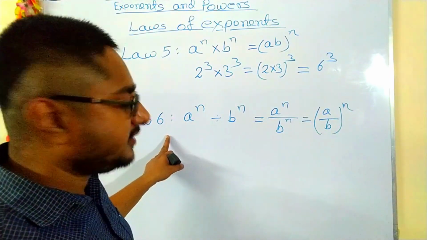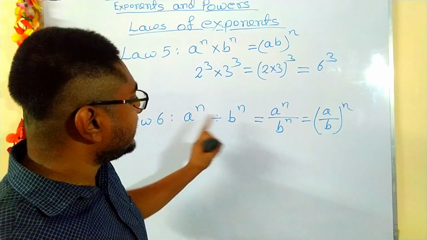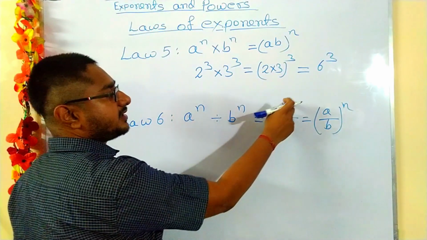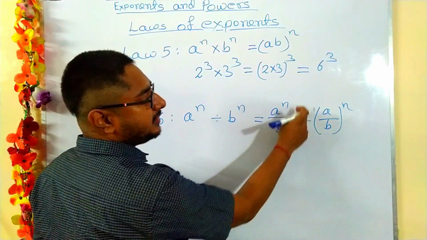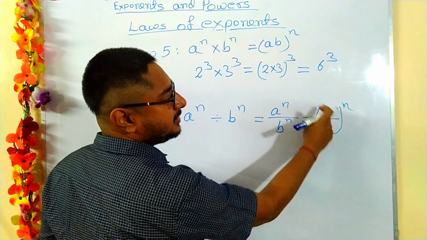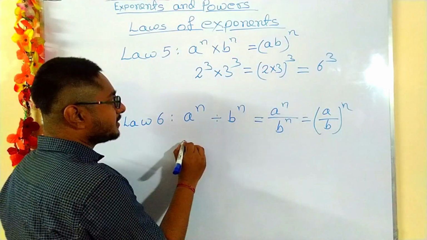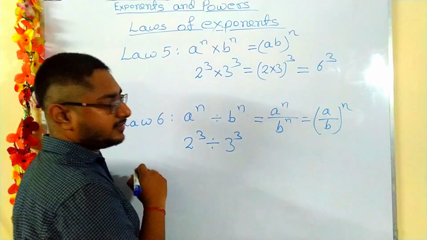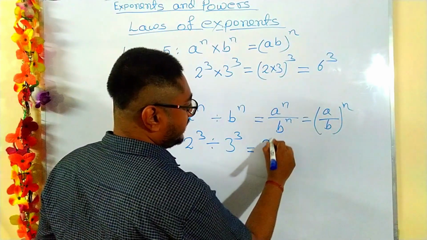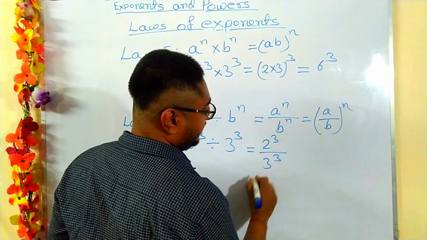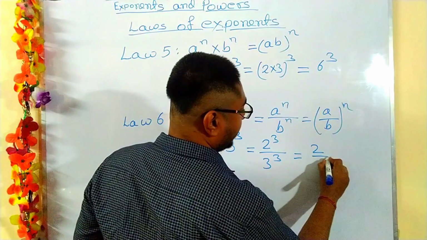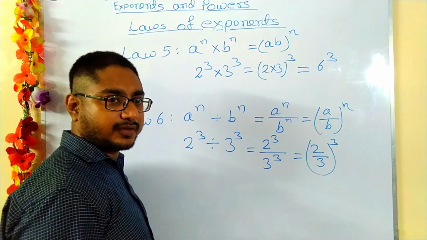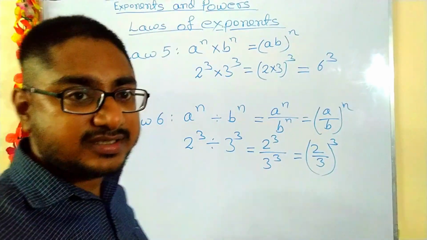Next, law 6. If the bases are different but the powers are the same in case of division, then we can write a to the power n by b to the power n, then the power gets common, or we can write a by b whole to the power n. For example, 2 to the power 3 divided by 3 to the power 3. What we can write? 2 to the power 3 by 3 to the power 3, or we can write 2 by 3 whole cube. Okay, hope these laws 5 and 6 are also clear to you.